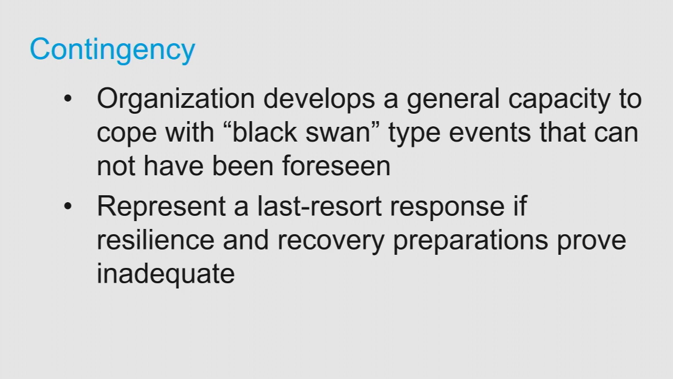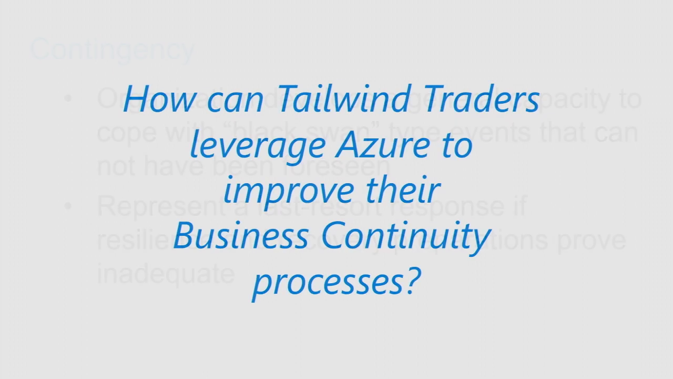policies that can give people guide rails to be able to go off and use their Azure subscriptions. This is the last stage of what you can do to improve your environment, and Tailwind Traders are basically facing this now too. What are they going to do? How are they going to leverage Azure to come up with a level of business continuity to come into that process?